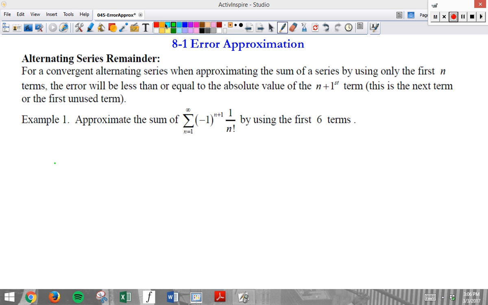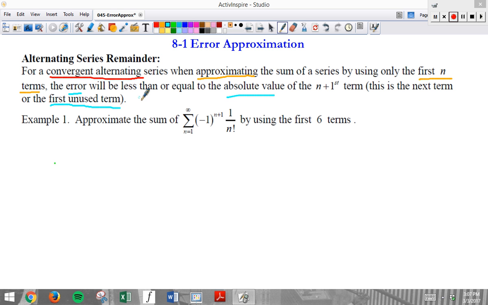So let's go through it slowly. We're talking about a convergent alternating series. We're going to approximate the sum by only using the first n terms. So I'm going to say, hey, I know what the value of this series will be. Let's just use the first n terms, and we'll see how that goes. The error in that approximation will be less than or equal to the absolute value of the n plus first term, or the absolute value of the first unused term.